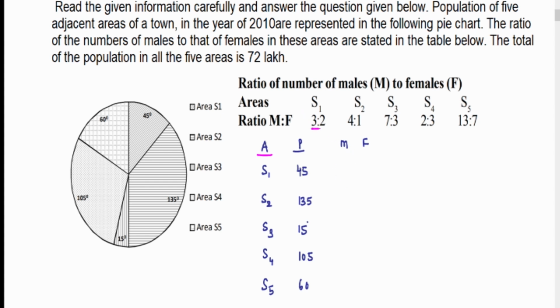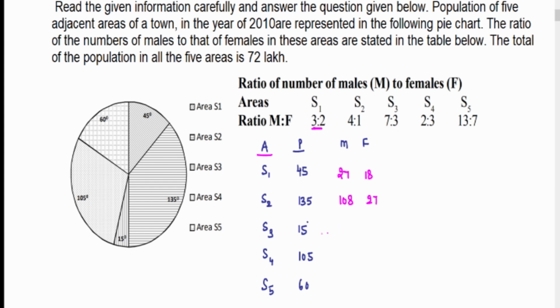When it comes to S1 it is 3:2, 5 parts is 45. I would say 5 parts is 45, each part is 9. Therefore 3 parts is 27. Female is 18. For S2, 4:1, 5 parts is 135. Therefore each part is 27. 27 fours are 108. This is 27.